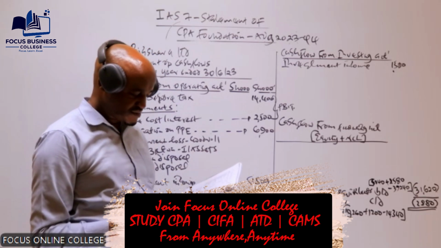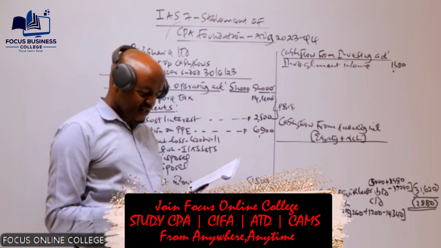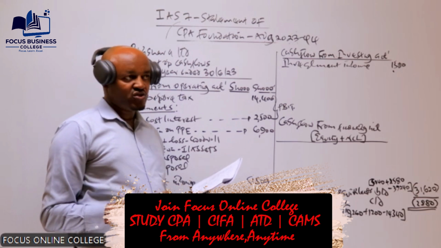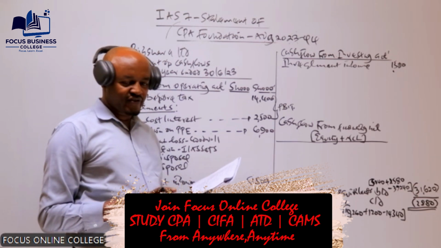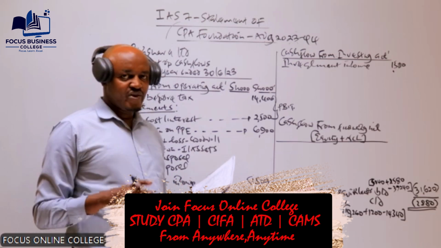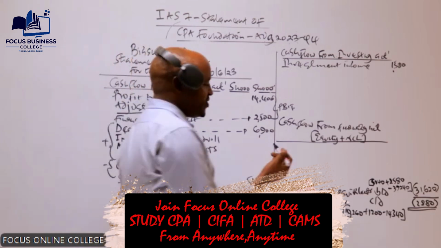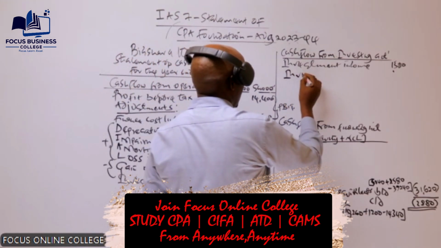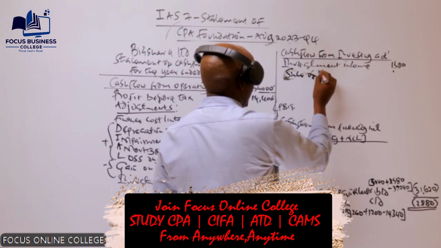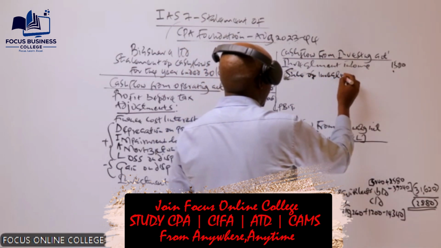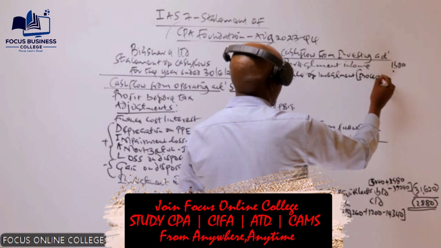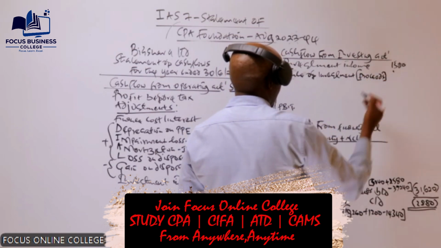Number 3, part of the long-term investment was sold during the year at a profit of 960. We are only given the profit in this case. We are not given the sales proceeds. So what do we record here? We will record the sale of investment. But remember, what we record here are the proceeds. So how much was received from the sale of this investment?